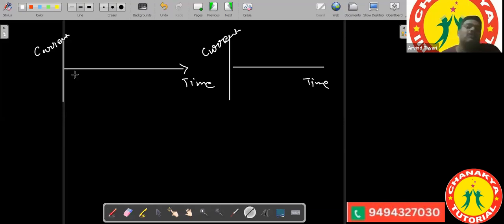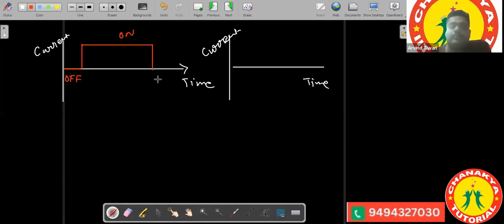So in the DC current, once you put the circuit on, initially your current will be 0, but once you put the switch on, the current will rise to its maximum. And it will remain the same unless you switch it off. The current will not change. This is what happens in the case of DC current. If you switch it off, the current will again become 0. So this is your on position, and here this is your off position. This is also off position.